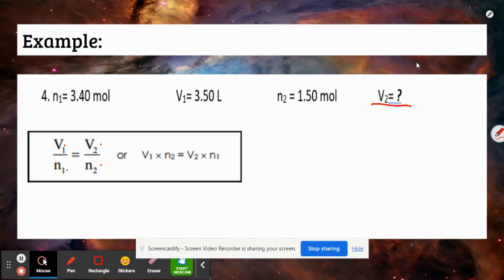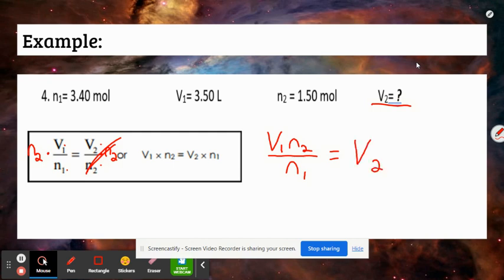In order to solve for that, I am going to multiply both sides of this equation by the second number of moles of the gas. That subscript 2, remember, just represents the second number of moles of that gas that I've got. So that cancels out my N2. So my new equation is my initial volume times my second number of moles divided by my first number of moles is going to equal my second volume of gas.